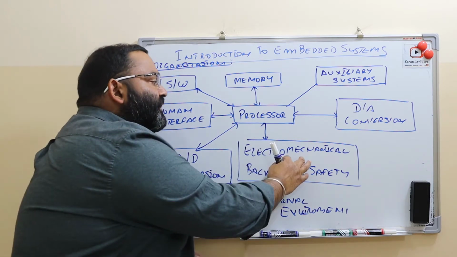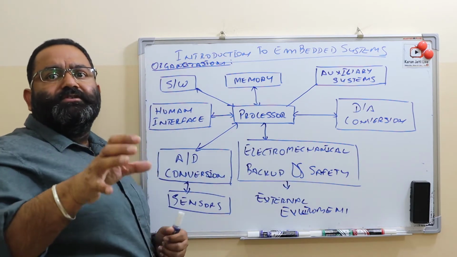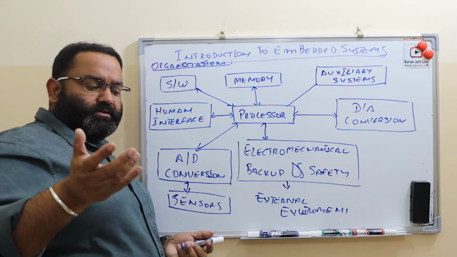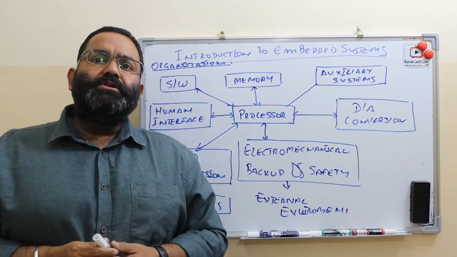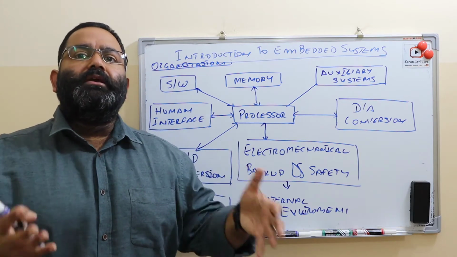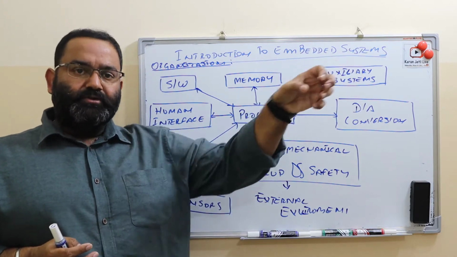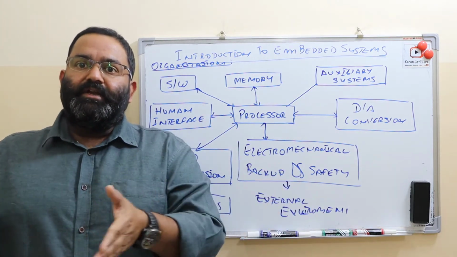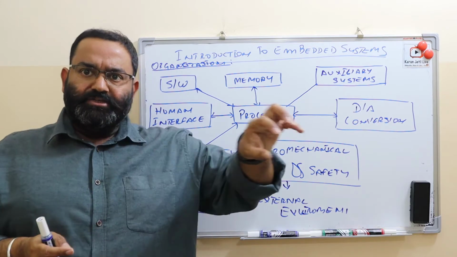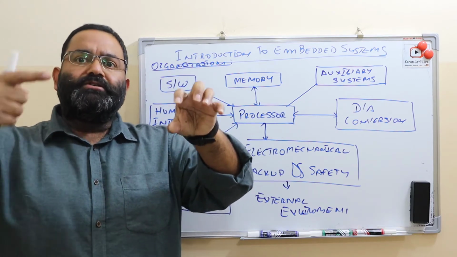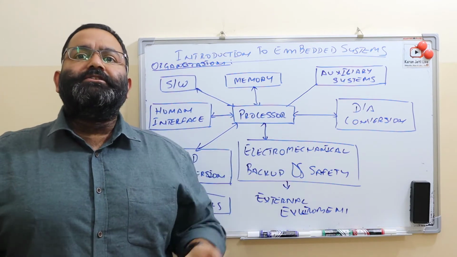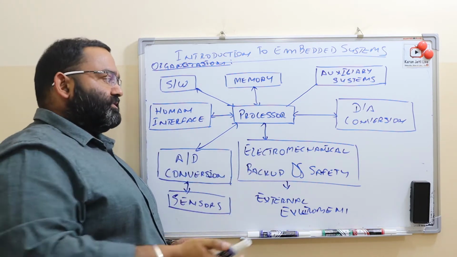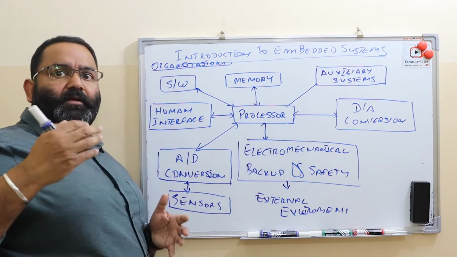So what is an electromechanical device? This is the actual physical hardware which performs the task. For example, if you have a printer, so what is a printer? A printer is an electromechanical device. It is controlled by software, but mechanically it is printing some data to the page. The head is moving, then you have rollers which are moving, and it is printing. So what do we call it? We call it an electromechanical system, which is controlled by a processor.